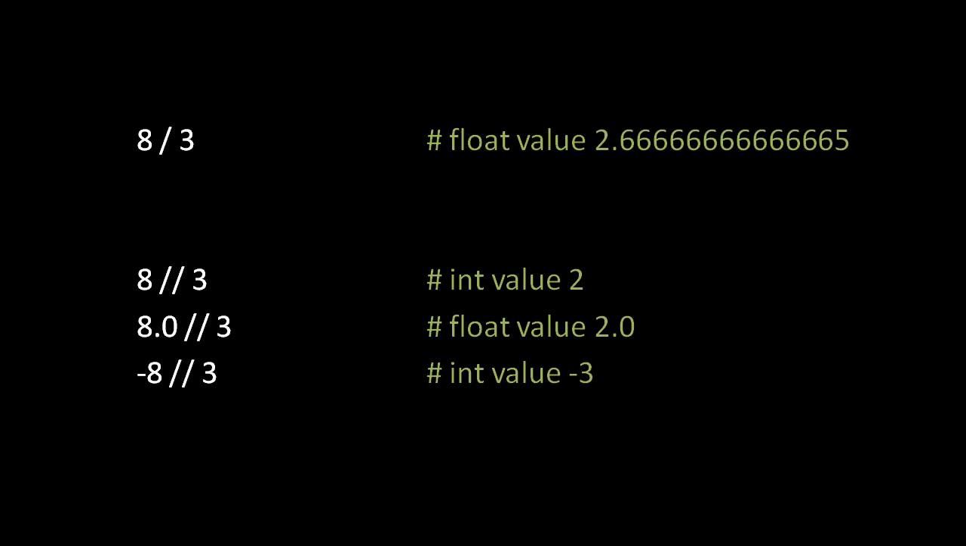And then same deal with 8.0//3, it returns 2, except this is a floating point value because the operands here included a float. And generally anytime you mix a float and int operand together in an operation, it'll return a float. And then finally the last example, -8//3. Notice that it rounds down from -2.666 to -3. So it's not rounding towards 0, it's always rounding down to more negative.